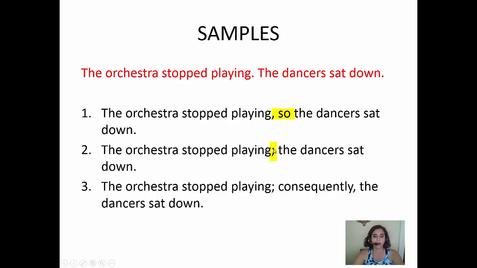With just a semicolon, the orchestra stopped playing; the dancers sat down. And with a conjunctive adverb, the orchestra stopped playing; consequently, the dancers sat down. Keep in mind, the semicolon precedes the conjunctive adverb and then has a comma.